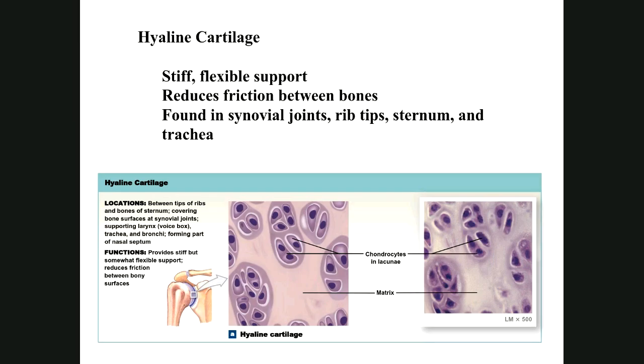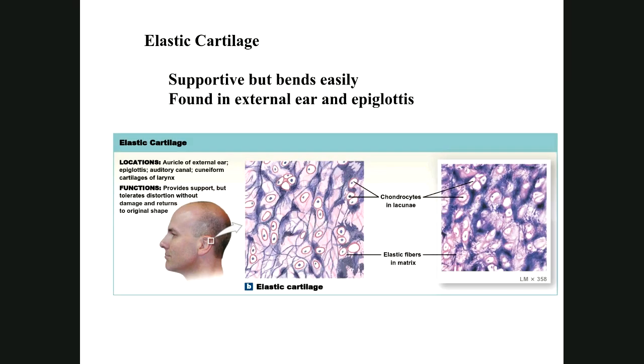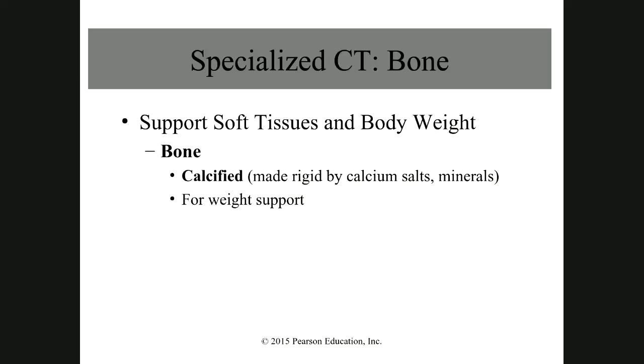Here's a hyaline cartilage, and the cells stay in these areas known as lacunae. There are two chondrocytes that you see there. Elastic cartilage is found in the pinna, the ears, or the epiglottis. You see here, and then the specialized connective tissue, bone, which we're going to see more extensively.